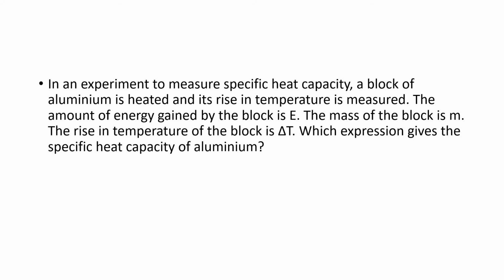In an experiment to measure specific heat capacity, a block of aluminum is heated and its rise in temperature is measured. The amount of energy gained by the block is E. The mass of the block is M. The rise in temperature of the block is delta T. Which expression gives the specific heat capacity of aluminum? And the options are M divided by E delta T, M delta T divided by E, E divided by M delta T, and E delta T divided by M.